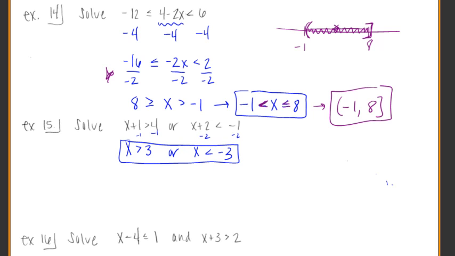Not too hard. You're like, well, what was the big deal with that one? Well, let's go to the shading. We've got to talk about this. Here's -3 and here's 3. The first part says I want all those values that are larger than 3. Can't equal it, so I'm going to do a parenthesis, and larger is obviously going off to the right. Okay, I want all those values smaller than -3. Anything smaller than -3 means it has to be more into the negatives, so it's going off this direction.